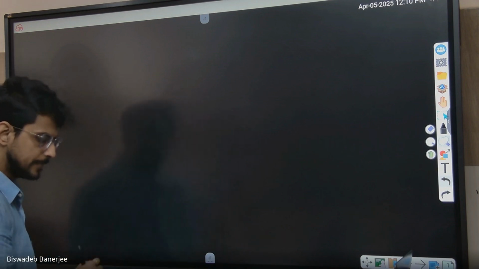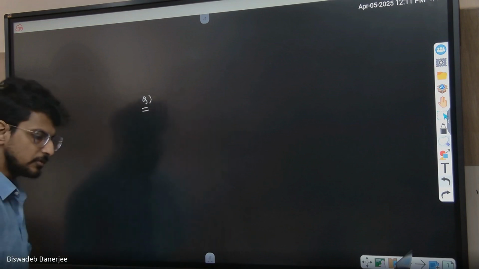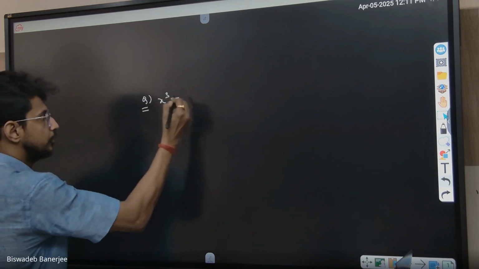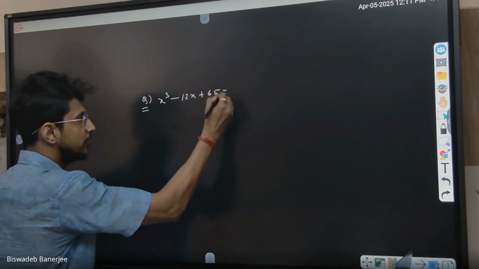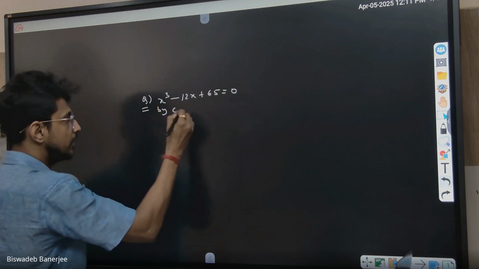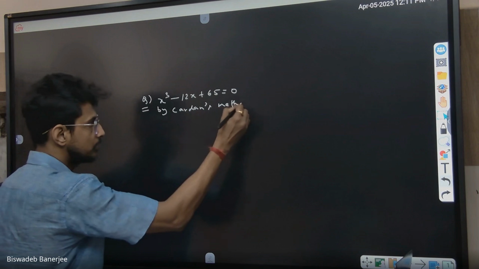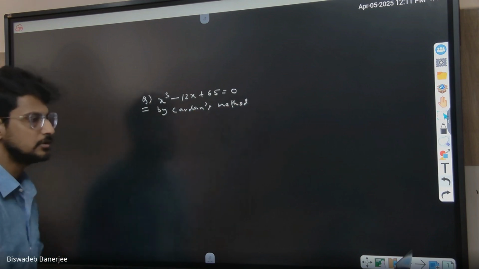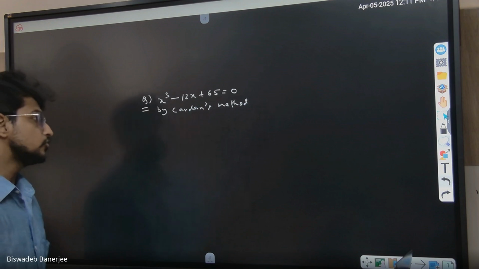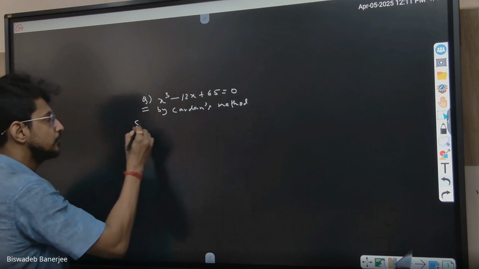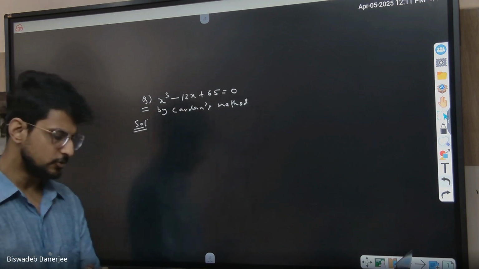So the first question based on Cardan's method is: solve x cube minus 12x plus 65 equal to 0 by Cardan's method. If we solve this question, our concept will be clear on Cardan's method. So let us just solve this question.